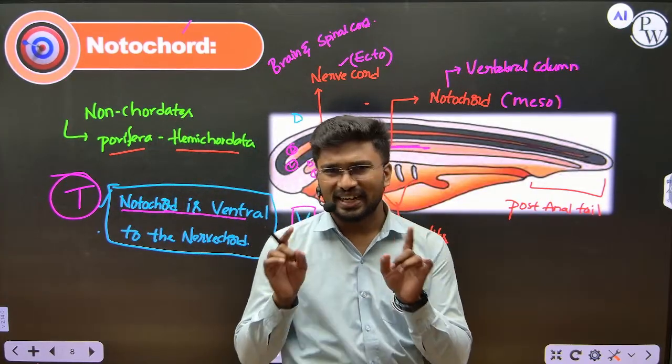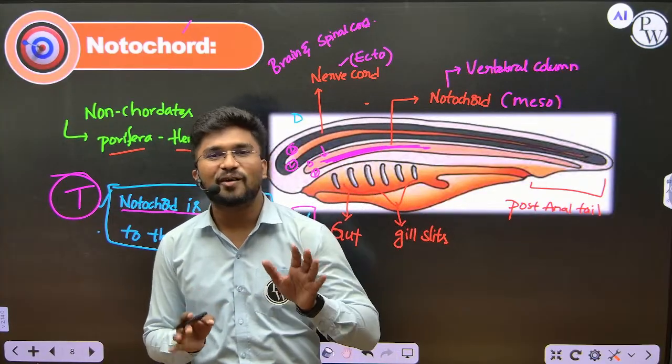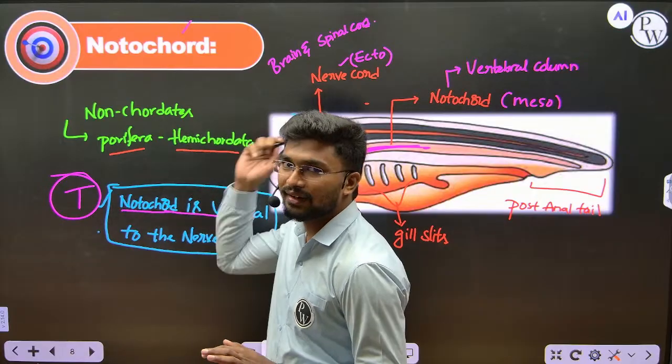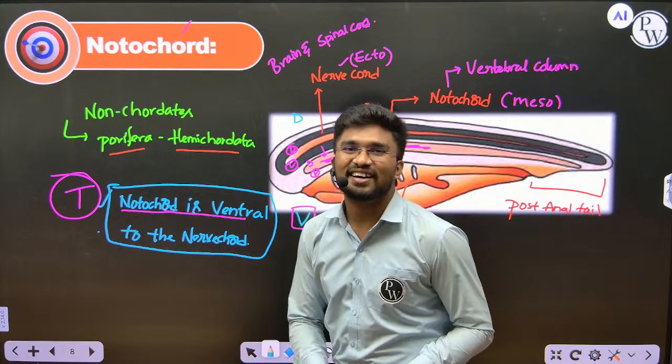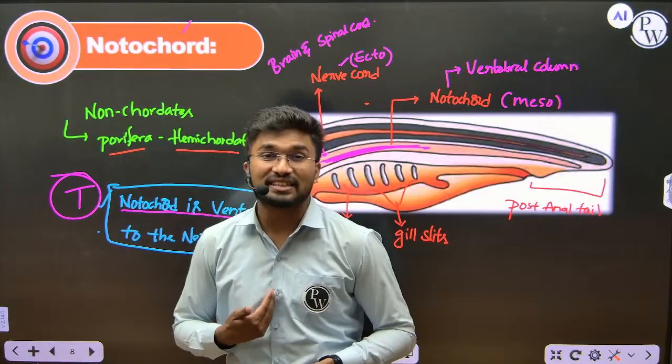In our NCERT they have given one table, right? Generally, non-chordates don't have a heart. If they have a heart, that heart is on the dorsal side. Do we have a heart? Obviously we have a heart. Which side is it present on? It is present exactly here, in the mediastinum region.